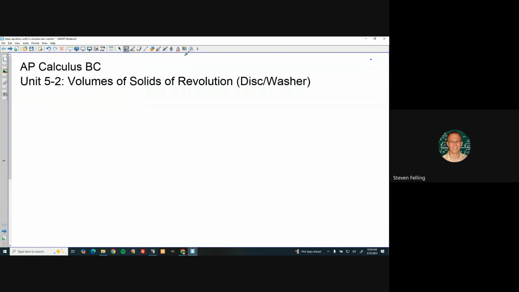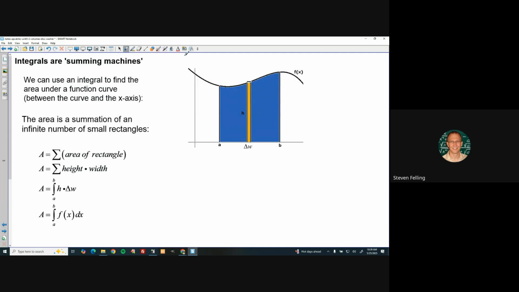Okay, this video is for AP Calculus, and we're talking about volumes of solids of revolution using what's called the disk method, or its extension called the washer method. So we established in the previous video that integrals are summation machines. They can sum things together, right?